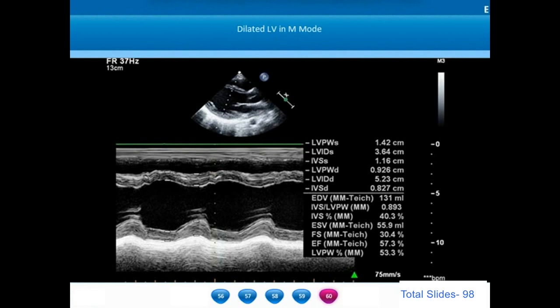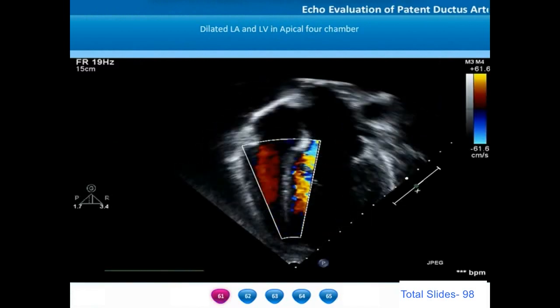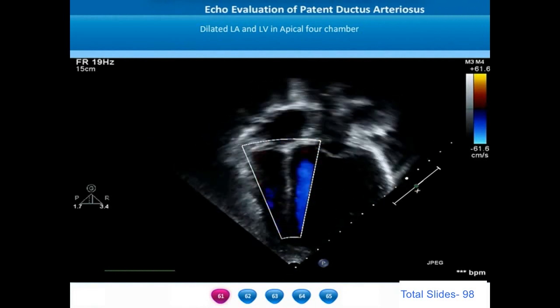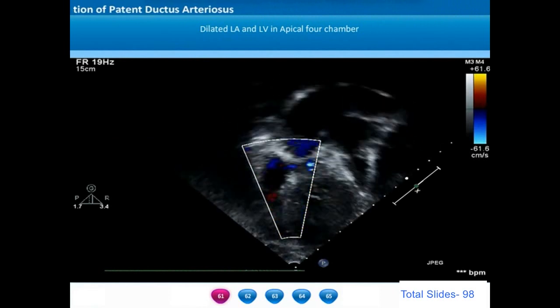In this M mode taken from a small 1-year-old child, the left ventricular internal dimension is as big as 5.23 centimeters. It's an indicator of significant dilatation of the left ventricle due to a large flow of blood from the aorta into the pulmonary artery through a large ductus arteriosus. Significant dilatation of the left atrium and left ventricle, as seen from the apical view, is a characteristic feature of a large ductus with a large left-right shunt.